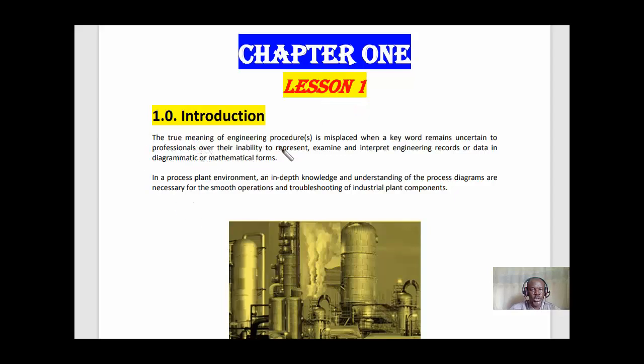The true meaning of engineering procedure is misplaced when a keyword remains uncertain to a professional over their inability to represent, examine, and interpret engineering records or data in diagrammatic or mathematical forms. In a process plant environment, an in-depth knowledge and understanding of the process diagrams are necessary for the smooth operation and troubleshooting of industrial components.